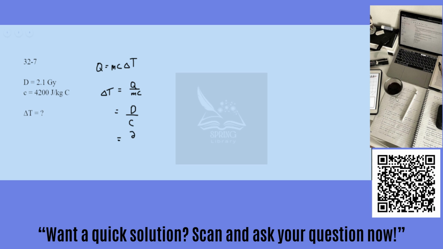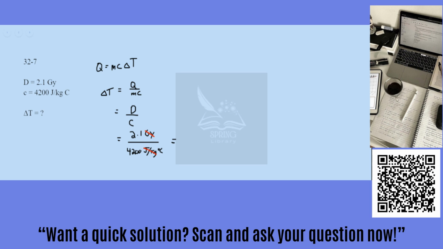So we have 2.1 gray. Remember, gray being joules per kilogram over 4,200 joules per kilogram per degree Celsius. And just looking at your units, joules per kilogram is simply just gray. That cancels out with gray. Our units on our denominator are 1 over degree Celsius, so that we would have our term being in Celsius.